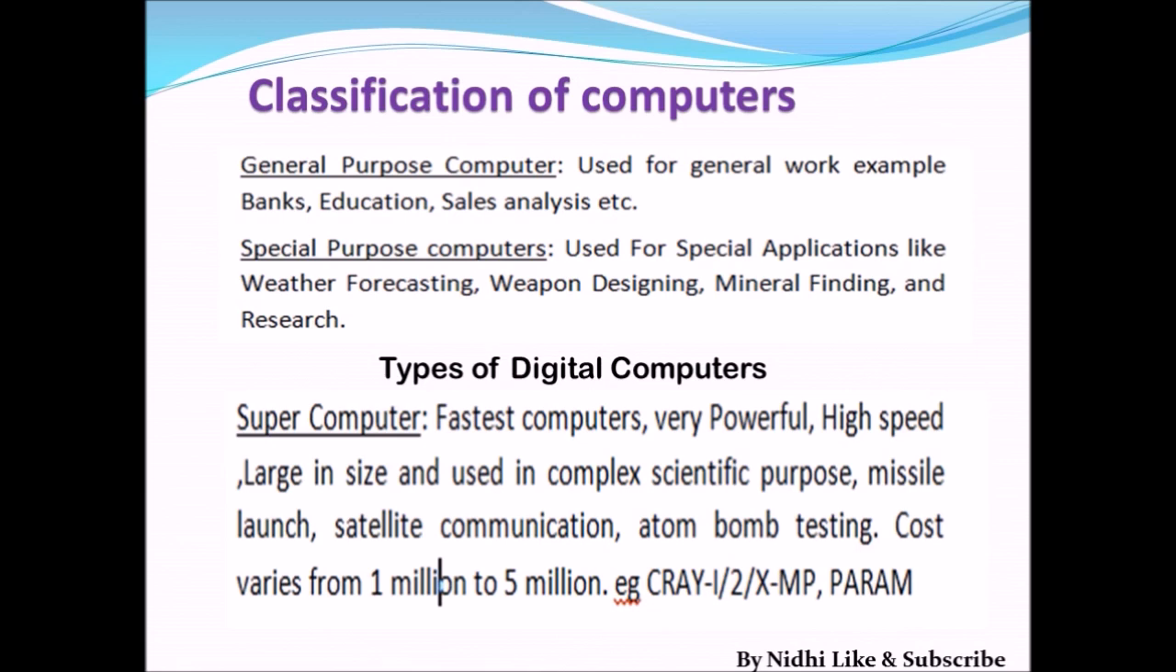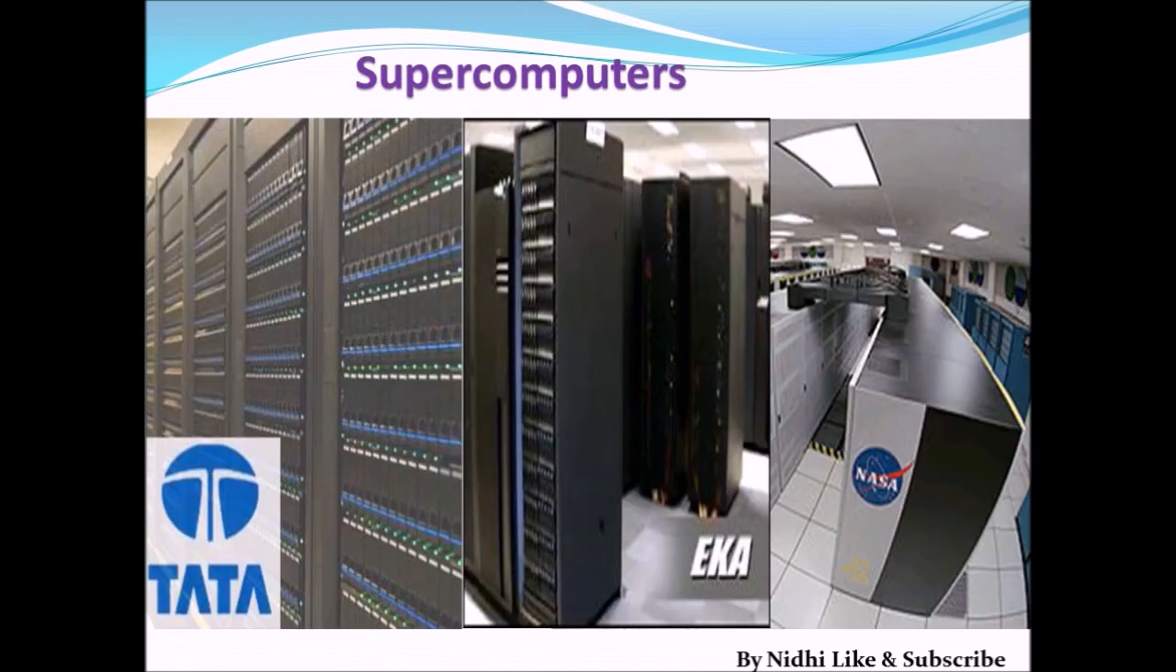Some examples of supercomputers are Cray 1, Cray 2, Cray XMP. Param is India's supercomputer. Here you can see the image of supercomputers. There are three types of supercomputers shown here: one is Tata supercomputer, second is Eka supercomputer, and third is a supercomputer used at NASA. You can see the size, and it has high speed processors. It is specifically used in weather forecasting, weapon testing, and mineral finding.